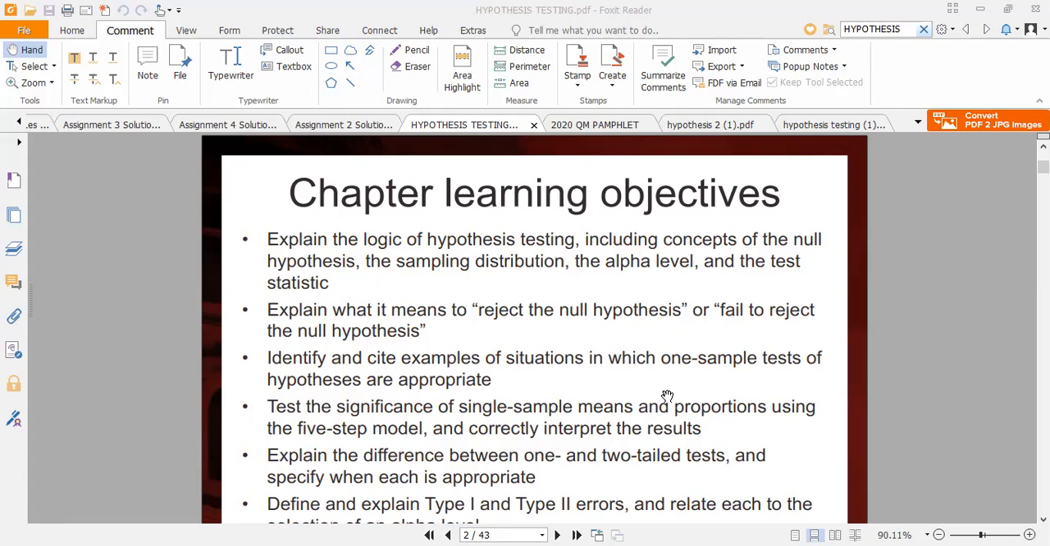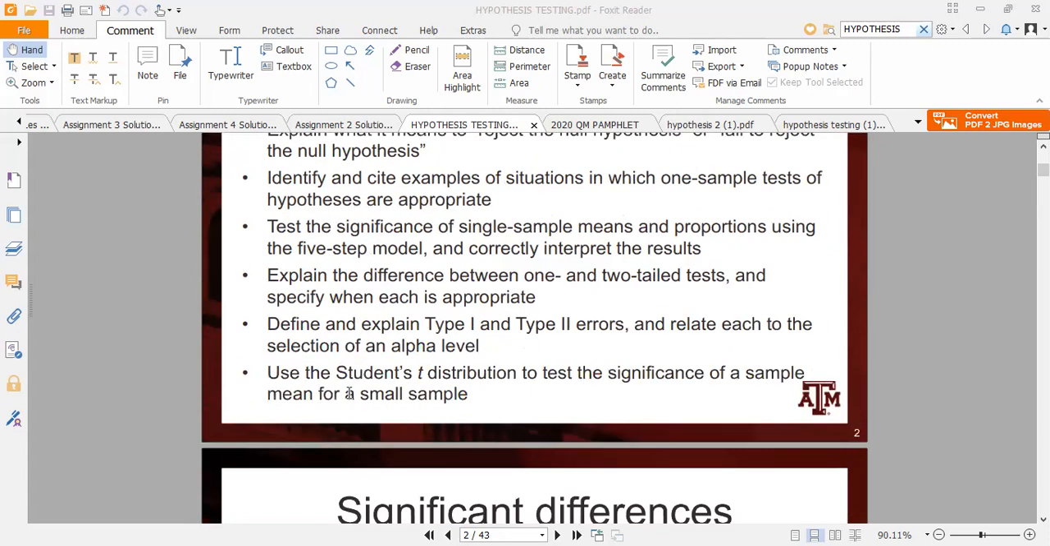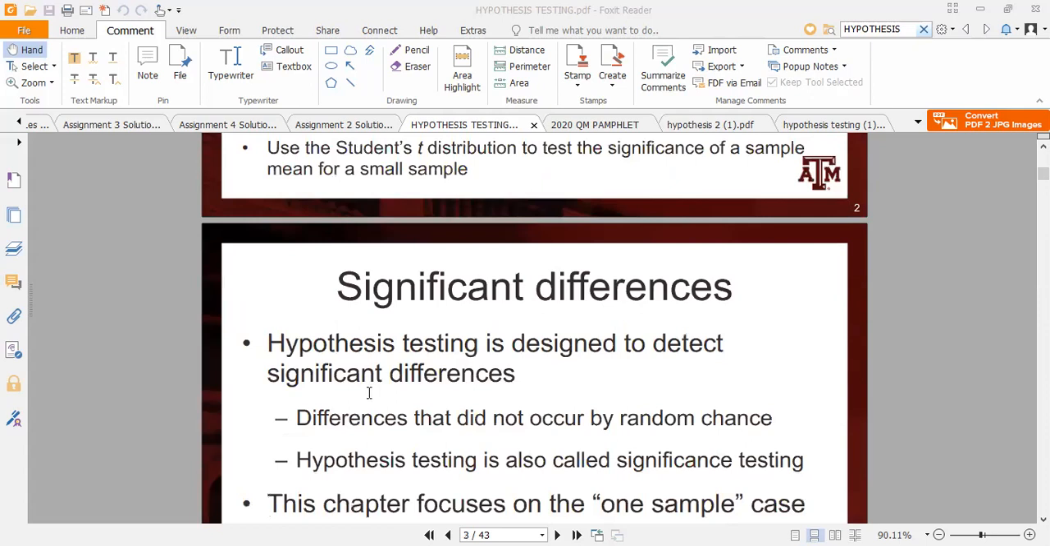We'll also briefly explain the difference between a one-tailed test and the double-tailed test. And finally, we'll explain the differences between type 1 and type 2 errors. The next session, that's where we'll discuss the t-distribution and how it is used.